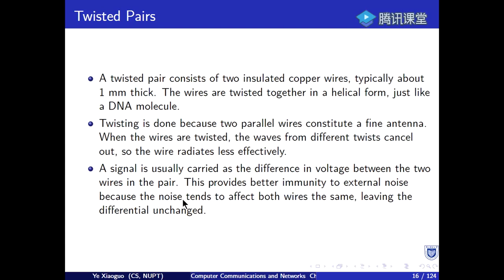A twisted pair consists of two insulated copper wires, typically about 1 millimeter thick. The wires are twisted together in a helical form, just like a DNA molecule. Twisting is done because two parallel wires constitute a fine antenna. When the wires are twisted, the waves from the different twists cancel out, so the wire radiates less effectively.